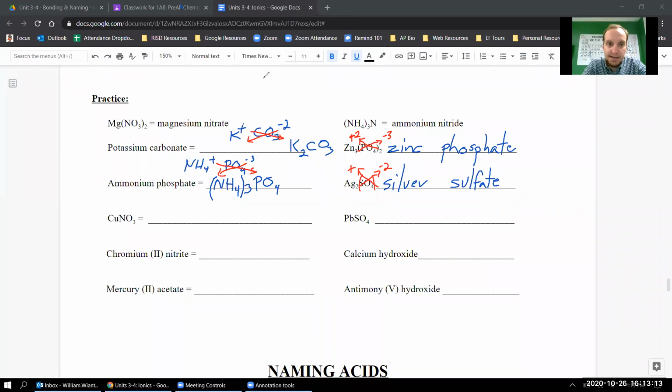The next one we have is CuNO3. So Cu is copper. NO3 is nitrate.